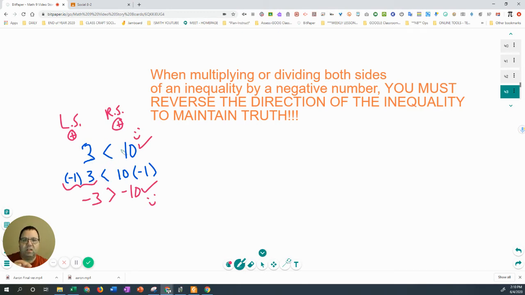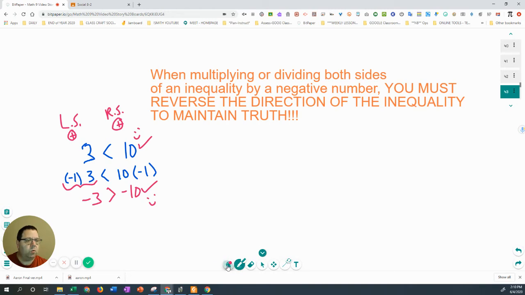The 3 is less than 10. The 3 is subservient to the 10, right? Would you rather have $10 or $3, right? Well, you'd rather have $10. But over here, think of it this way. Would you rather be $3 in debt, or would you rather be $10 in debt? -3 is greater than -10 when you multiply or divide both sides, okay?